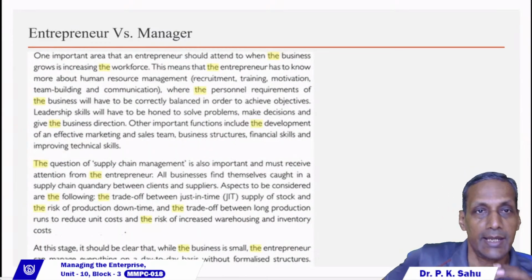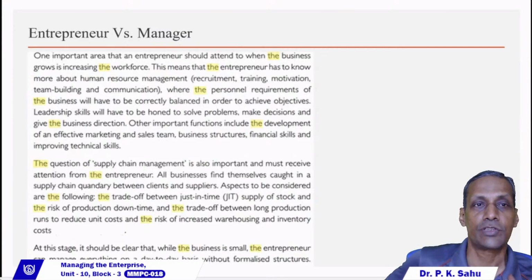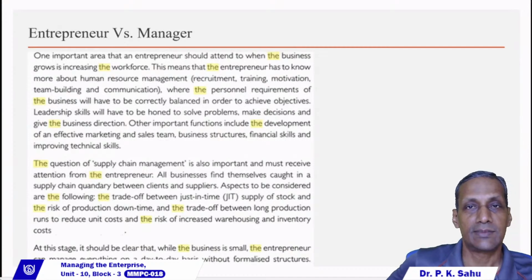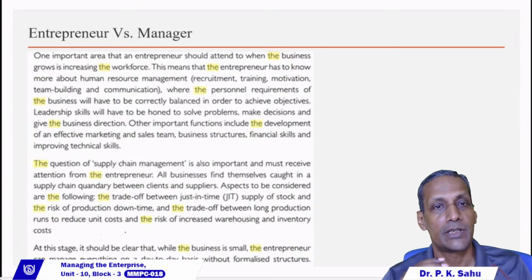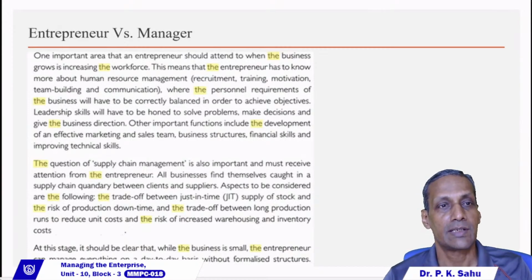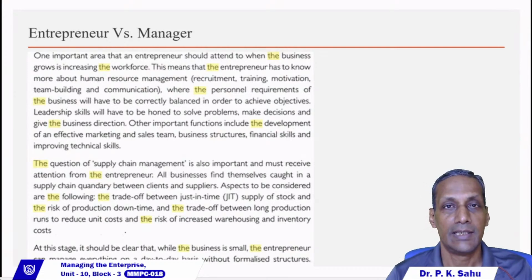One important area that an entrepreneur should attend to when the business grows is increasing the workforce. This means that the entrepreneur has to know more about human resource management, its recruitment, training, motivation, team building, and communication, where the personnel requirements of the business will have to be correctly balanced in order to achieve objectives. Leadership skills will have to be honed to solve problems, make decisions, and give the business direction.